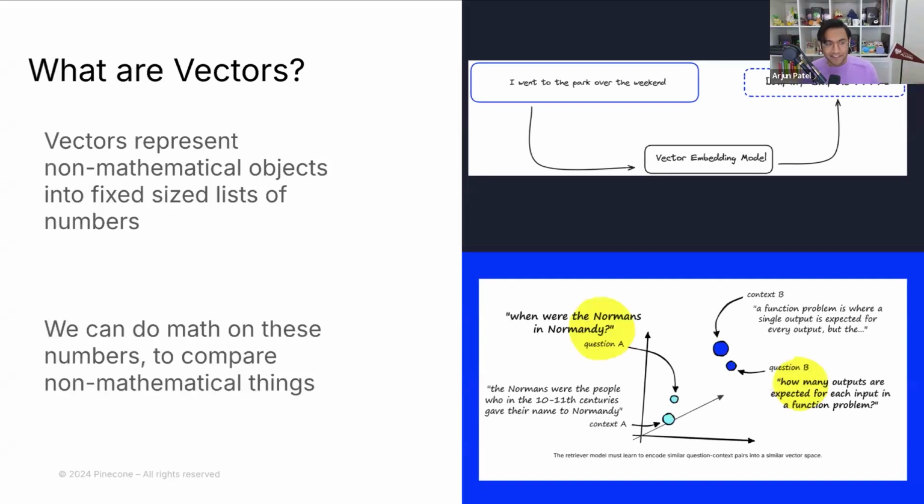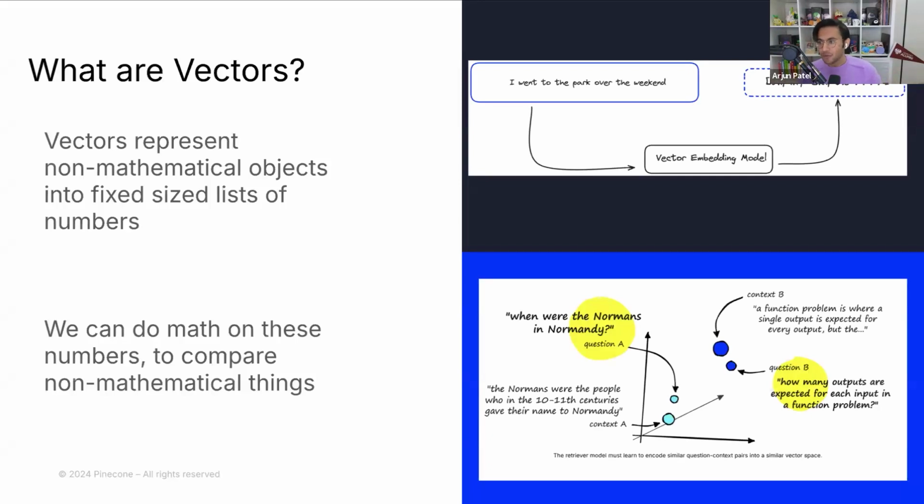So what are vectors? Vectors are a way to represent non-mathematical objects like text or images into fixed size lists of numbers. We can see in this upper right image, we take the sentence, "I went to the park over the weekend," throw it inside something called the vector embedding model. We get out a fixed size list of numbers, which represents what that vector is.